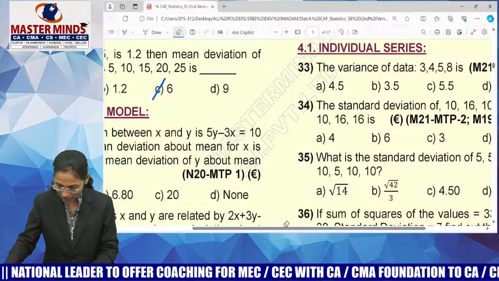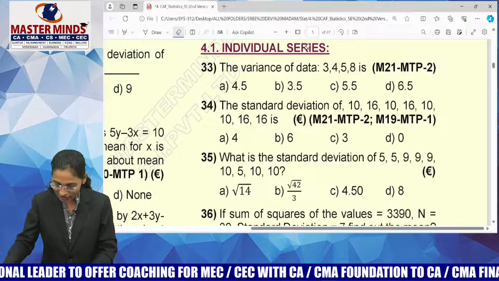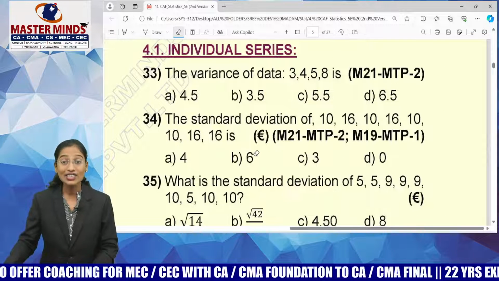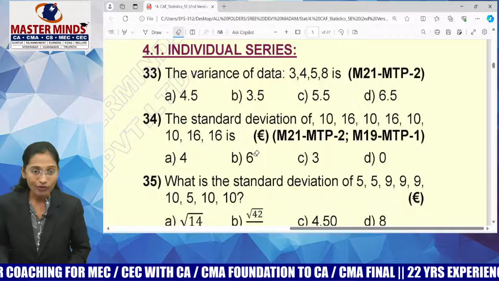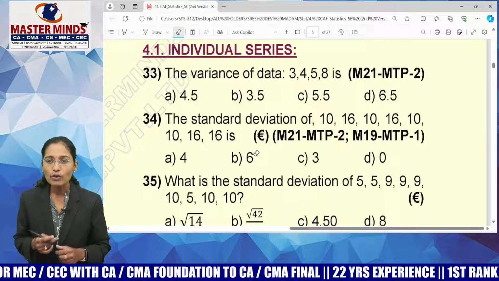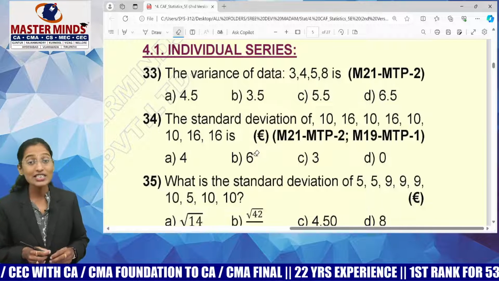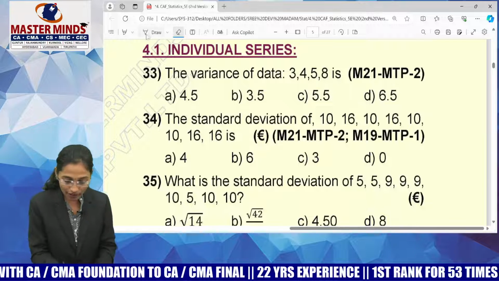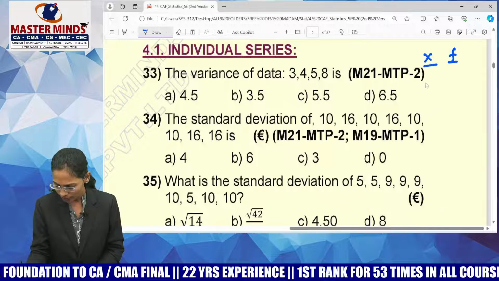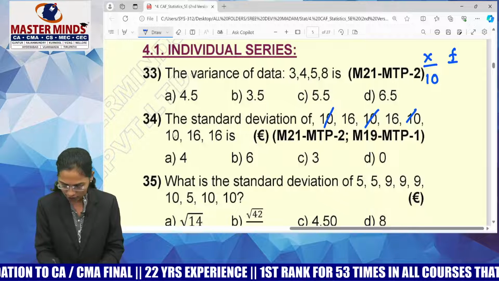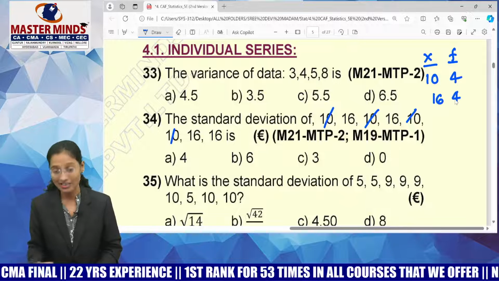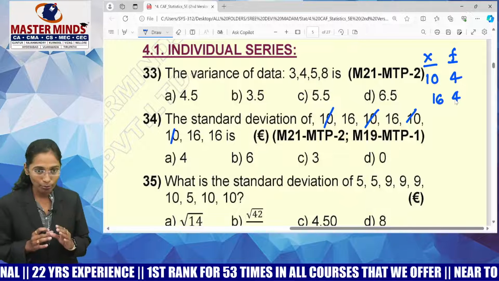What is the question? The standard deviation of 10, 16, 10, 16, 10, 10, 16, 16. Guys, look at the data first. How many distinct observations are repeatedly coming here? 2 observations. What are they? One is 10 and the other one is 16. Tell me, guys, 10 is repeated how many times? 1, 2, 3, 4 times. And 16 is also repeated how many times? 4 times.